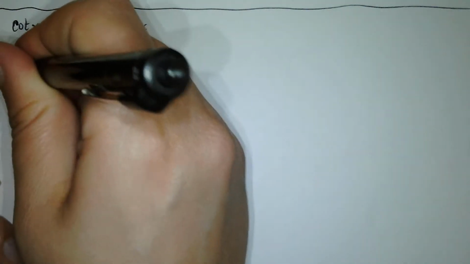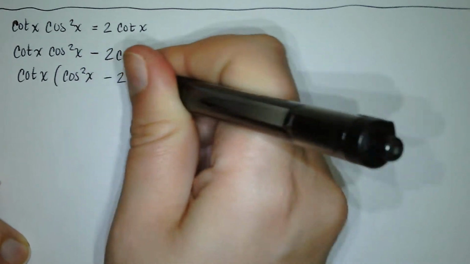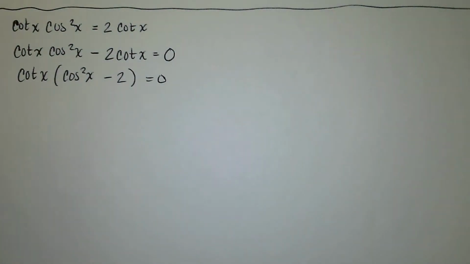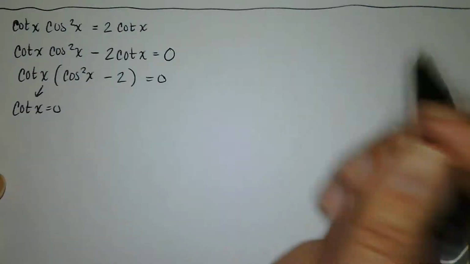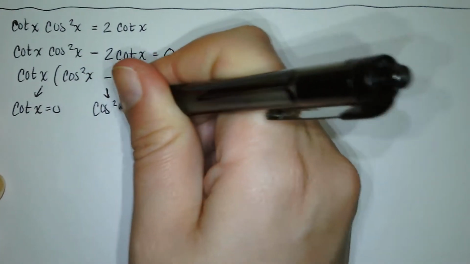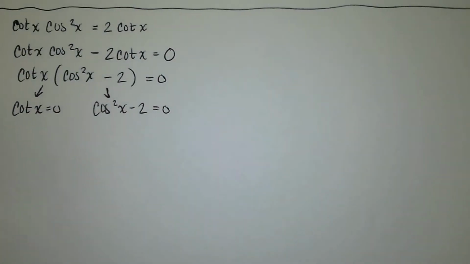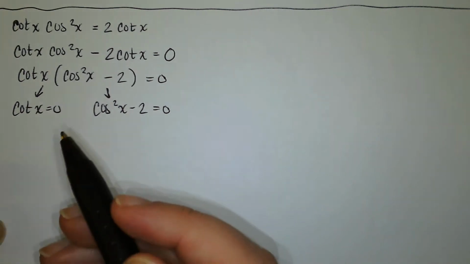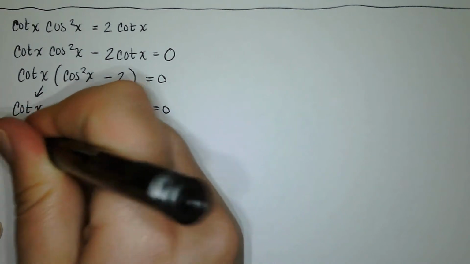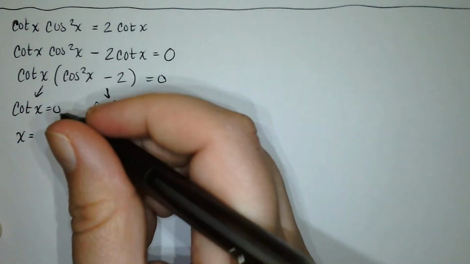I'm going to factor out cotangent x, leaving behind cosine squared x from the first term and just a 2 from the second term, and that's going to equal 0. Now we can apply the zero product property and separate these. Cotangent x equals 0, and cosine squared x minus 2 equals 0. So this one we can actually solve. So once again, however you figure this out, looking at your unit circle, cotangent x equals 0. That gives us a solution of x equals pi over 2.